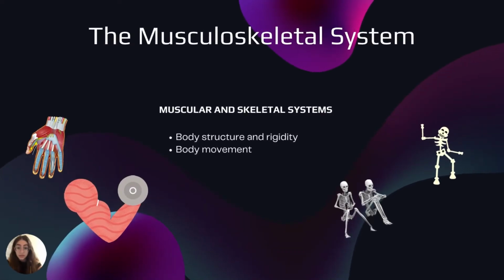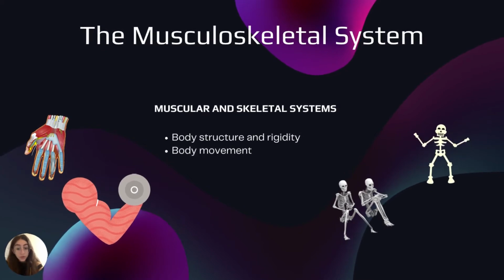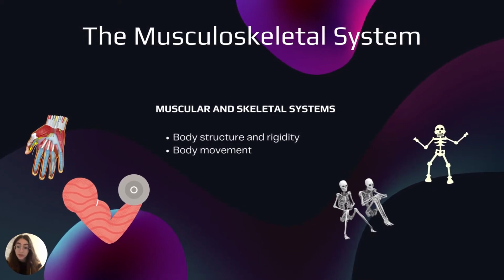So the musculoskeletal system is a combination of the skeletal and muscular systems, where the former supports the body structure and rigidity, and the latter is responsible for the movement of the human body.